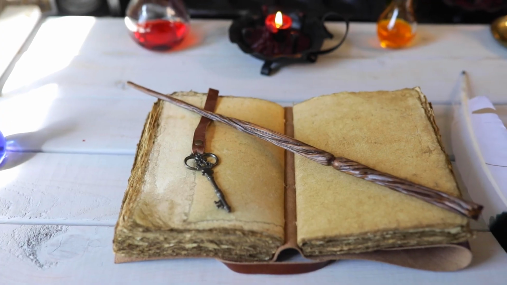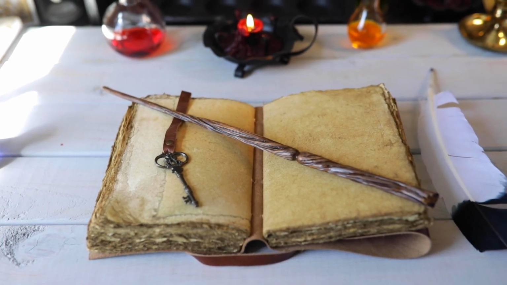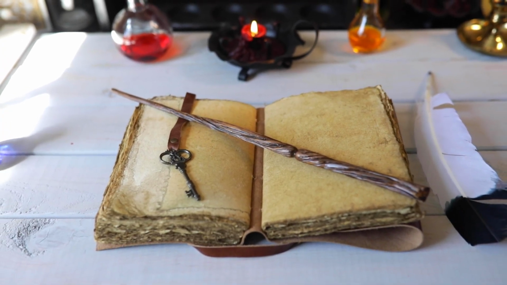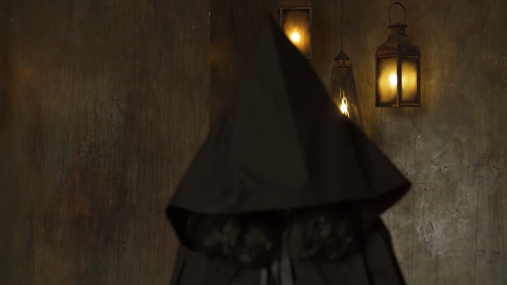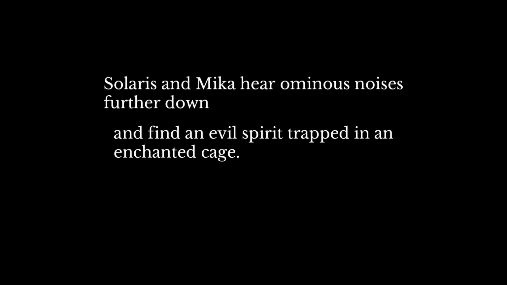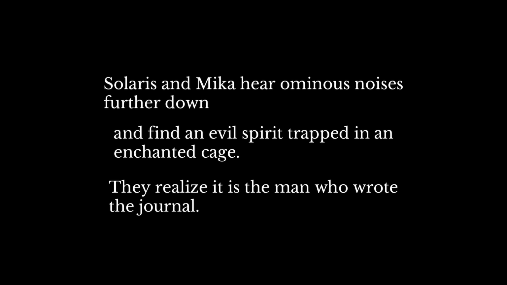There they find a book on a pedestal in a room that seems to be for sacrifices. They read it, and it's the writings of a madman, a wizard who claims he lost all his friends to the darkness. He states that his thoughts slip more every day and fears he will lose all logical thoughts soon. He has decided to trap himself in this crypt so he can't hurt anyone. Solaris and Mika hear ominous noises further down and find an evil spirit trapped in an enchanted cage. They realize it is the man who wrote the journal.